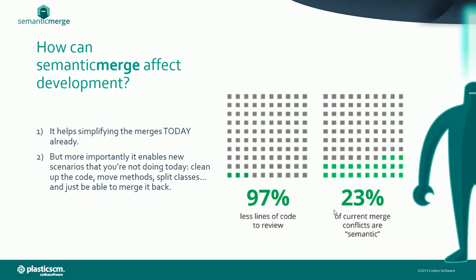SemanticMerge reduces the number of lines to be reviewed during merge by 97%. Currently, 23% of the merges being done on current repositories are considered semantic. In fact, the tool helps you with the cases you have today, but it's going to be even more helpful with the kind of cases you'll be handling once you really get used to the tool.